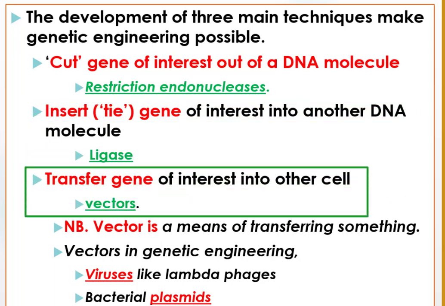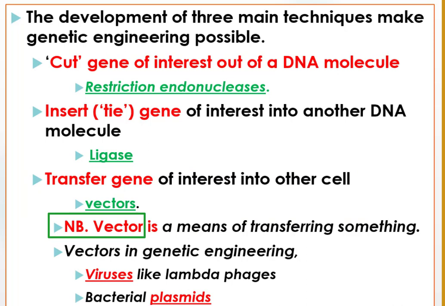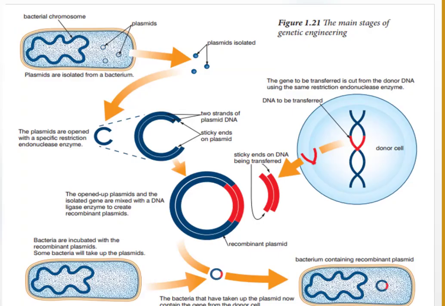The third technique is to transfer the gene of interest into other cells by using a vector. Vector means a medium or a means of transferring something. Vectors in genetic engineering can be viruses like lambda phage and bacterial plasmids. These are the two fundamental vectors that most scientists have been using to transfer genes from donor organism to recipient organism. Let us see genetic engineering diagrammatically.